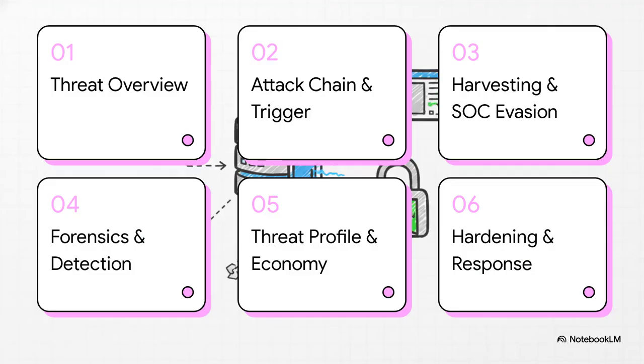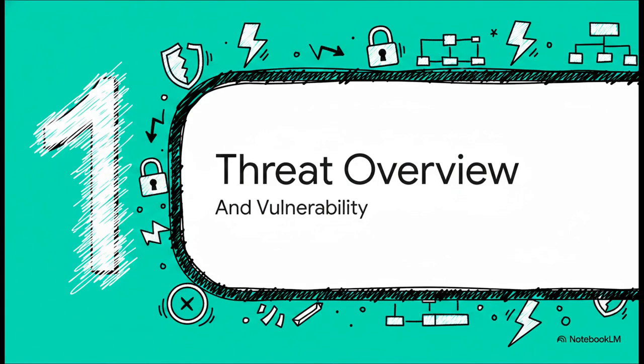So here is our game plan. We've got 6 distinct phases to cover today: threat overview and vulnerability, the attack chain and trigger, harvesting and SOC evasion, forensics and detection gaps, threat profile and economics, and finally, defensive hardening and response. Let's get into it. All right, Section 1, Threat Overview and Vulnerability.